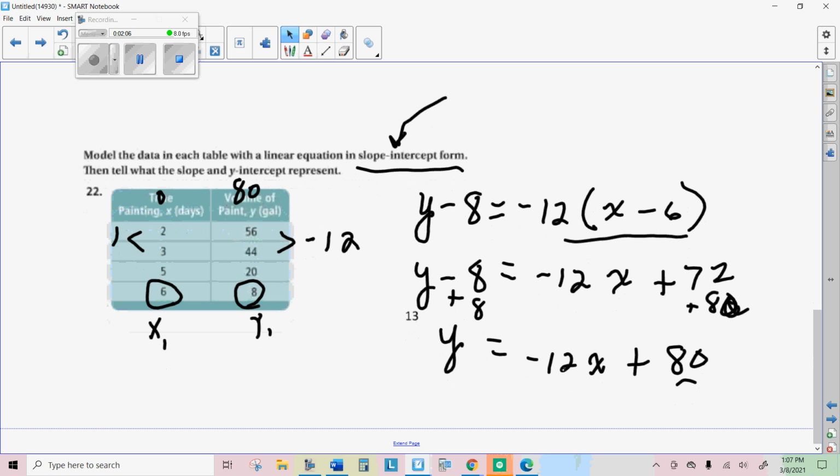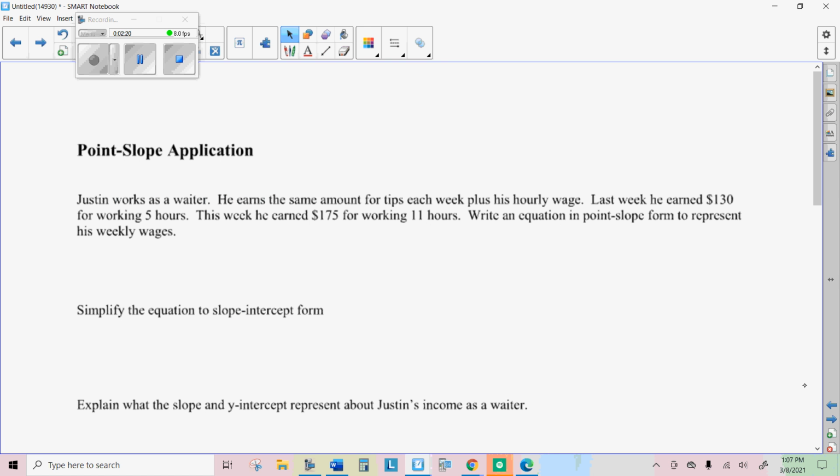And this was a situation that dealt with the volume of paint decreasing as your days go up, which makes sense. The more you paint, the less you have. So you can keep an eye on your paint supplies. So what we're going to do is just look at some different problems where it makes sense to use the point slope form. Okay, so if you have 2 points, I'm going to let my x be my hours and my y be how much I earn here.